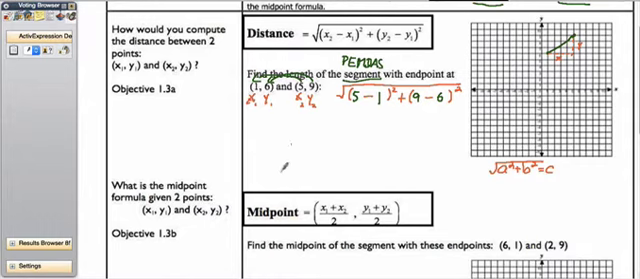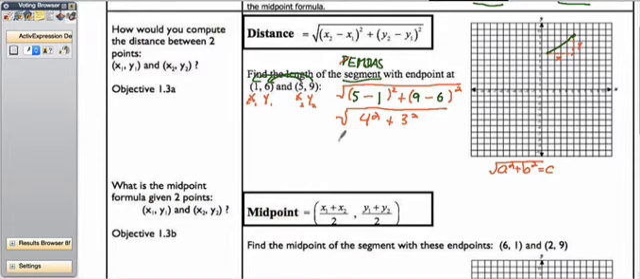So I'm going to start inside the parentheses here. I'm going to keep my square root over everything. So 5 minus 1 is 4, and I'm still squaring it. 9 minus 6 is 3, I'm still squaring it. So I've taken care of that.